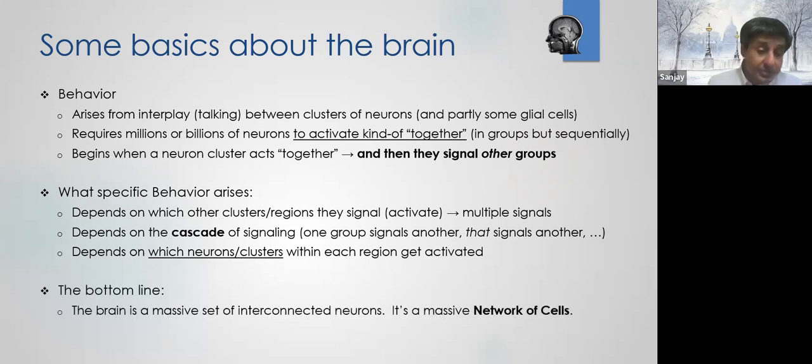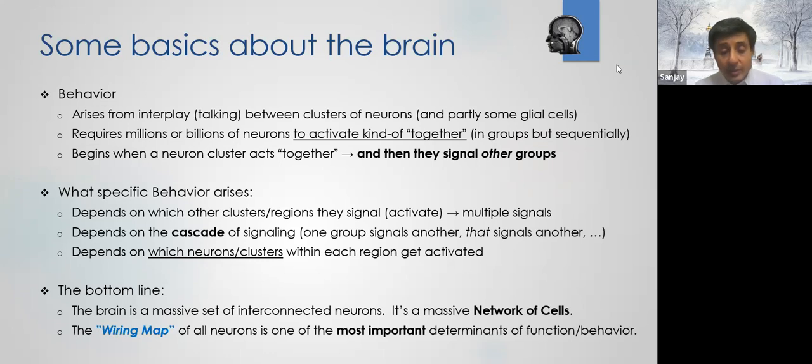The bottom line in all of this is that the brain is a massive set of interconnected neurons, and we call this a network of cells. It's really massive, again, 86 to 100 billion in the average person. And this wiring map of all of the neurons is one of the most important determinants of function and behavior. It's also an important determinant of many other things, of neuroplasticity, of efficiency, of diseases. The wiring map can affect many things in a brain, but the most important determinant for how we behave is the wiring map of these billions of neurons in our cells.